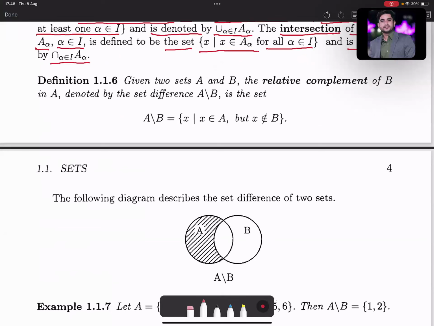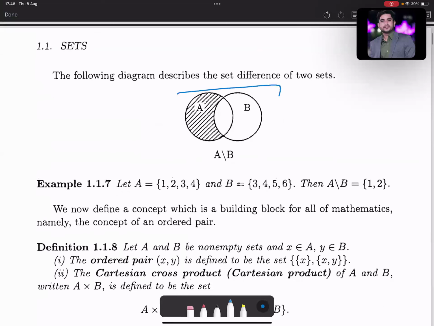Then we talk about the complement, or we can say relative complement. So we have two sets A and B. The relative complement of B in A, denoted by the difference, is the set of x such that x is in A but not in B. And this is the following diagram for A difference B. So for example, A is this set, B is this set. If we just remove all those common elements from A, we will get A difference B.